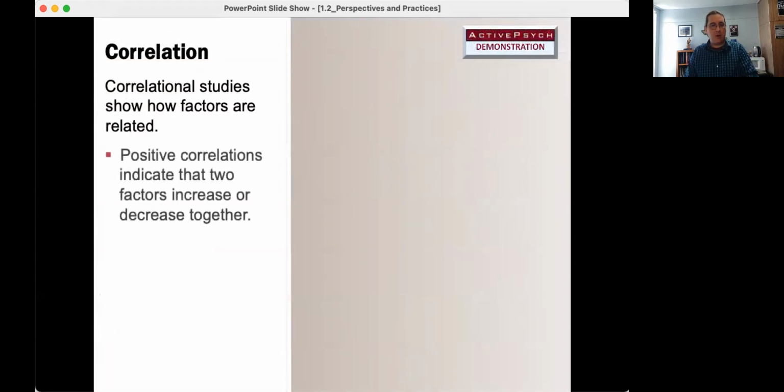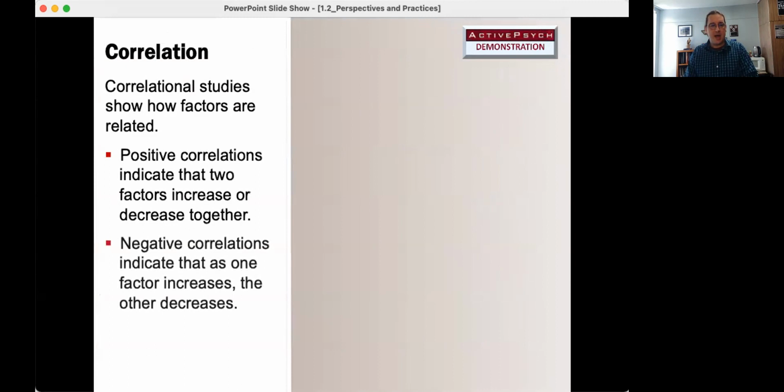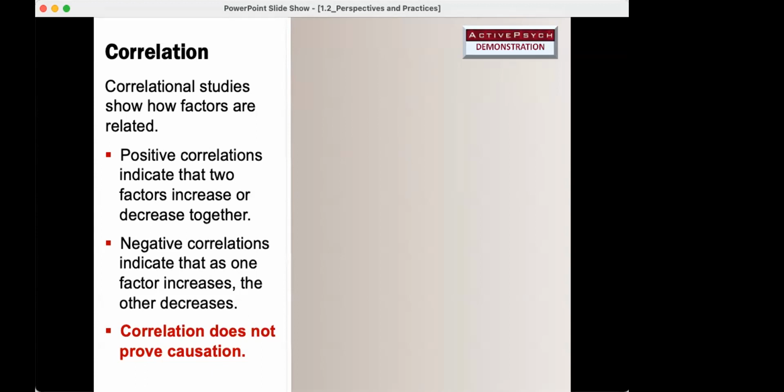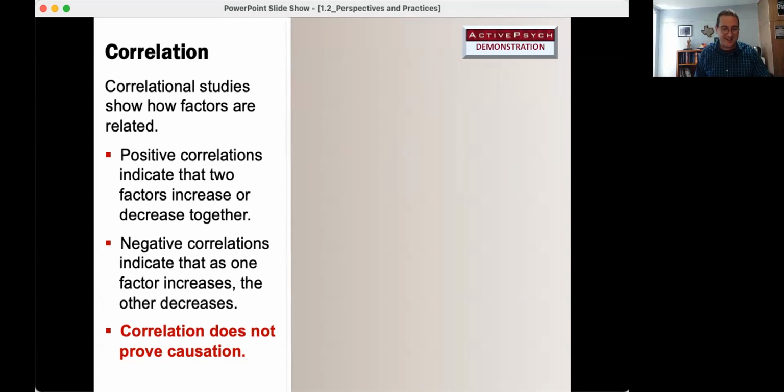The last thing that I want to talk about today, and we'll pick up where we left off, are correlation studies, okay? So what is correlation? The answer is right here. Correlation studies show how factors are related. What does that mean? What is a correlation? The connection between two points. Okay, that was a very scientific explanation of that. It's within the word itself, it's a relationship, okay?